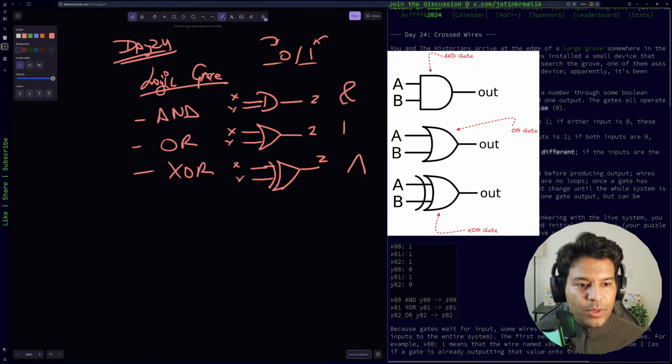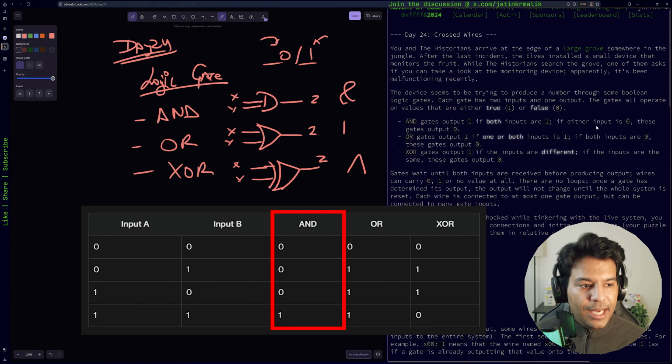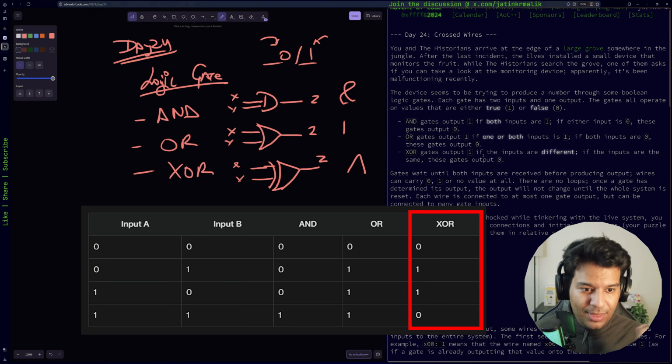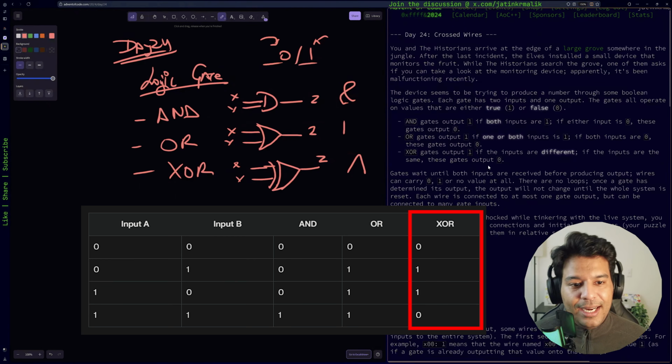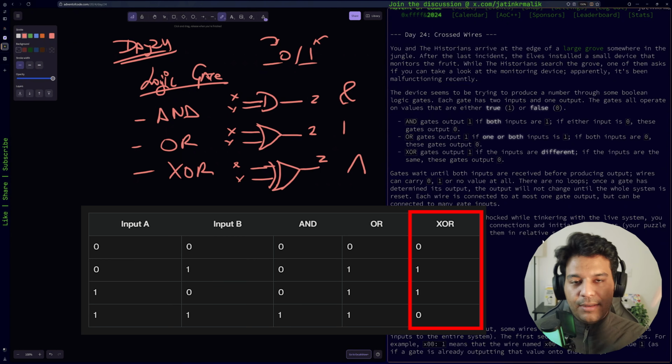Explaining these, AND basically means that if both your inputs are 1, it outputs 1. And if either input is 0, the gate will output 0. The OR means that if one or both inputs are 1, so either or, if any input is 1, the output will be 1. And exclusive OR is just the exclusive version of OR, which means that it will only output 1 if the inputs are different. And if the inputs are the same, the gate outputs 0. What I'll do is link a truth table for all three gates right here for you to see and understand that.